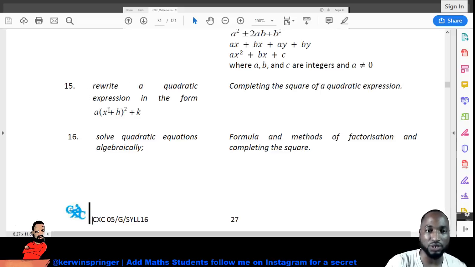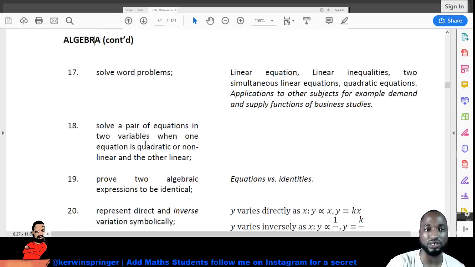Rewrite a quadratic expression in this form. This comes in the second part of functions, in question 8. This is called completing the square. Solve quadratic equations. You need to understand how to factorize and complete the square to solve quadratic equations. And you think it's done? No, it ain't done. More algebra.